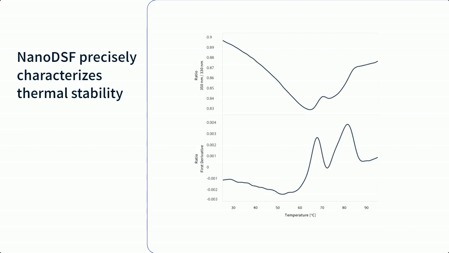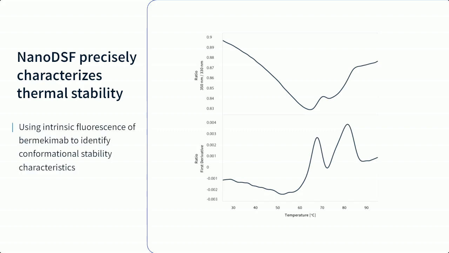So at the top of this figure, we see the change in the ratio of light emitted at 350 and 330 nanometers, and how it changes across the thermal ramp as the previously folded internalized amino acids become exposed to the solvent. Now at the bottom of this figure, we see the first derivative view of this data, which makes it a little bit easier to visualize key transitions by looking at the peaks. And so the two peaks you see here reflect the inflection points, where half of the domain is folded and half is unfolded. And this represents the two melting temperatures for the different bermekimab domains. So just from this data, we're already starting to see how nano-DSF gives important stability information about bermekimab.